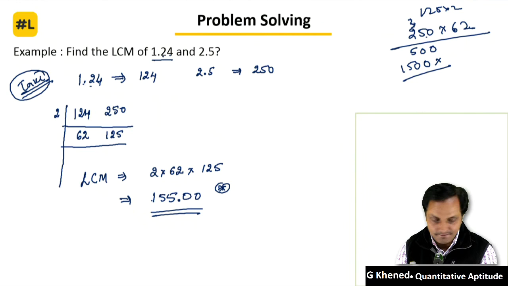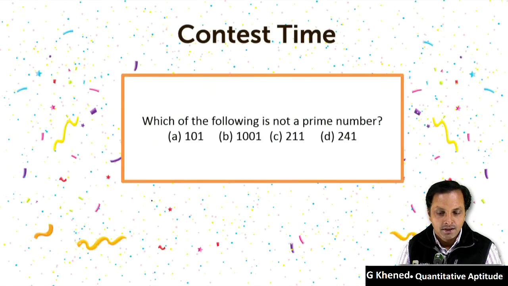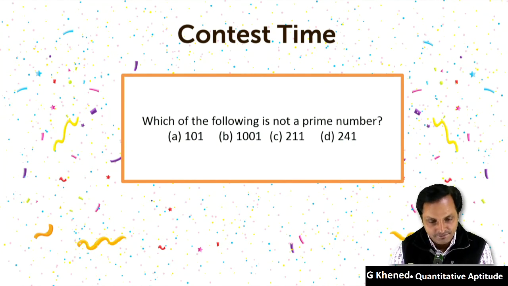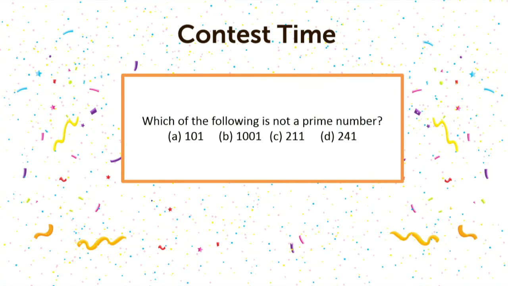Okay. So before going to the next set of problems, it's a quiz time. You should be able to answer: which of the following is not a prime number? You all know what a prime number is. A prime number is one which is divisible by 1 and the number itself.